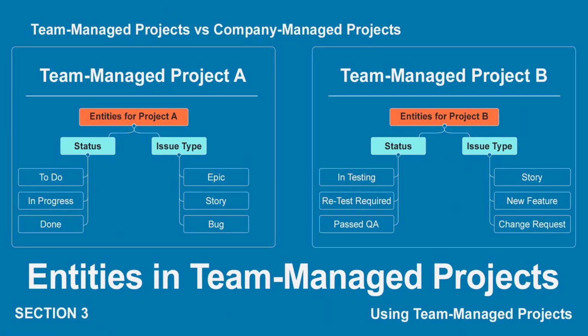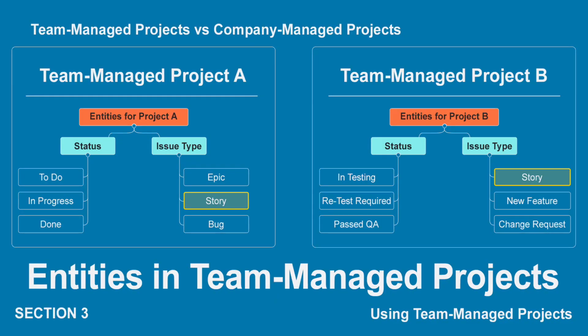So here's an example of some entities in two different team-managed projects. And you'll notice that the entities for project A are different than project B. Entities are what Jira calls things like statuses and issue types. For project A, you'll notice that we have some simple statuses that we've looked at before, whereas for project B, we have some different statuses and issue types. But if you look closely, you'll notice that both projects have the story issue type. Now, even though they're both called the same thing, they're not really linked together in project A and project B. It just so happens that both of them have an issue type that happen to share the same name.